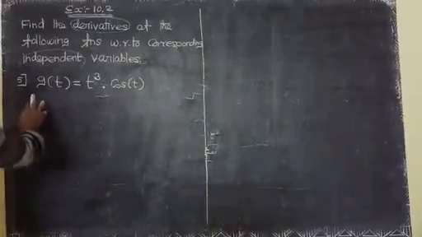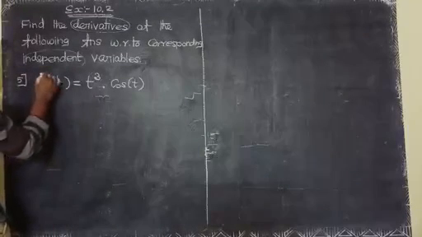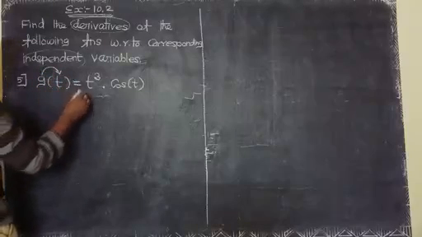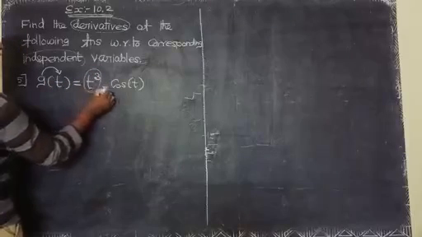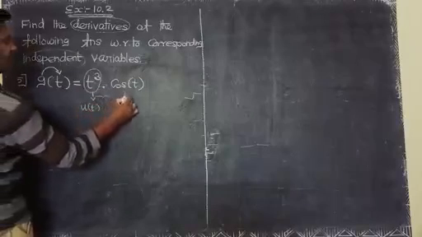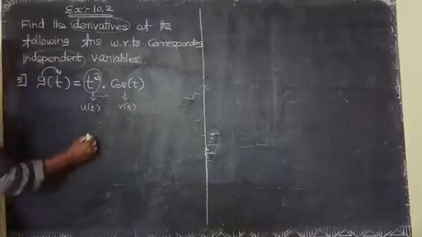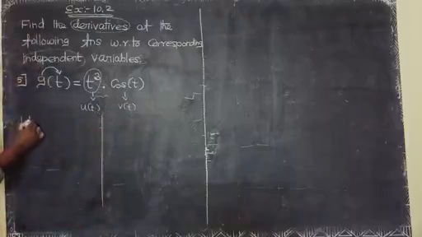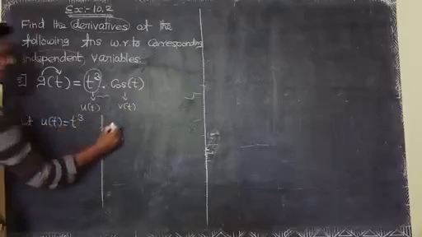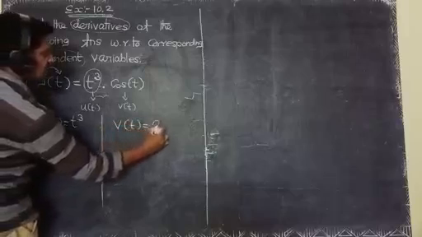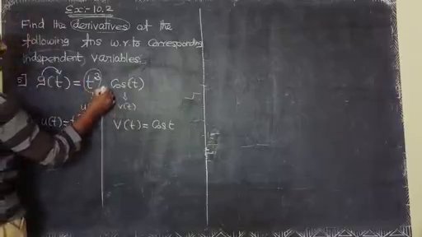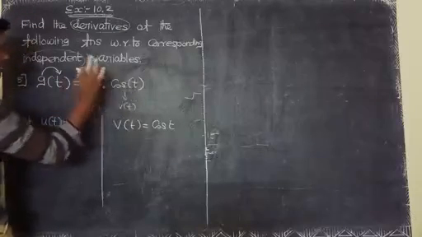Now question number 5, g of t. It means the function of variable t. t is the only variable, otherwise constant. Here t cube into cos t. This is u of t, this is v of t. Let u of t equal t power 3, and v of t equal cos t. u of t and v of t are related by multiplication, that is the product rule, so we use the product rule.